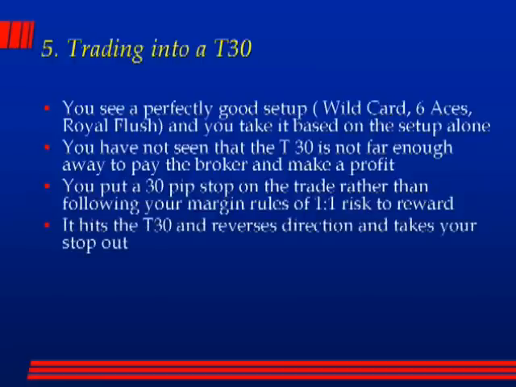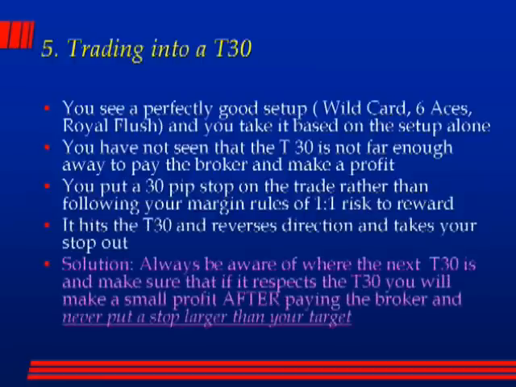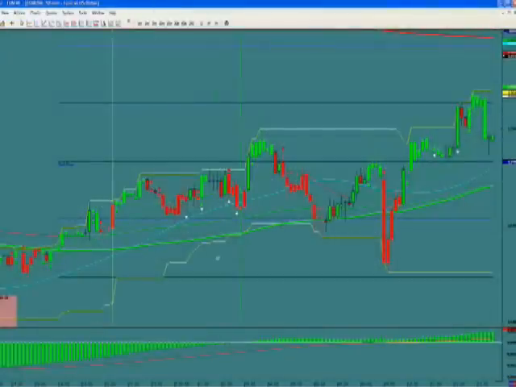It hits the T30 and reverses the direction and takes your stop out. Here's the solution. Always be aware of where the next T30 is and make sure that if it respects the T30, you will still make a profit after paying the broker. And never put a stop larger than your target. If you do that, you won't be able to trade at the T30s.